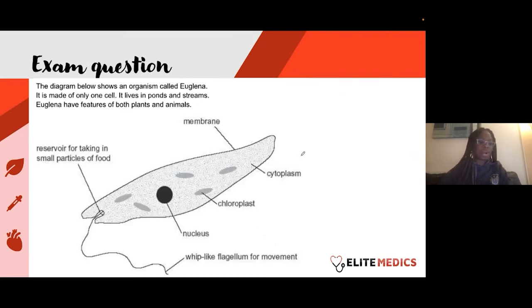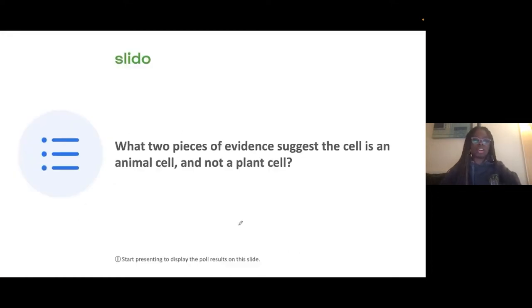So here's an exam question, and it shows an organism called Euglena. It's made up of only one cell. It lives in ponds and streams, and it has features of both plants and animals. So we can see we have a nucleus, we have the cell membrane, we have chloroplasts, we have cytoplasm, we have a reservoir for taking in small particles of food, and then we have a whip-like flagellum, so a tail, for movement. And it's asking us which two pieces of evidence suggest that the cell is an animal cell and not a plant cell.